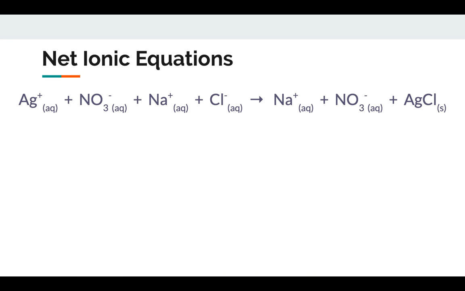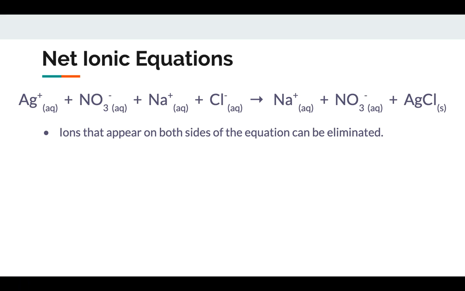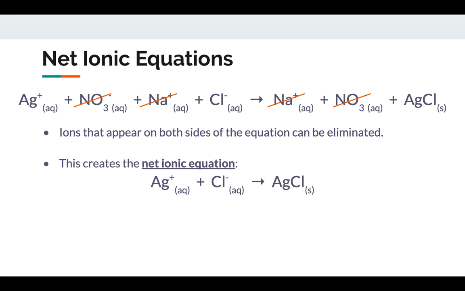Now what we can do is look a little more closely at this. So here's our total ionic equation. And you can see that there are some ions that appear on both sides of the equation. So we can cancel those out. We've got nitrate ions on both sides, and we have sodium ions on both sides. So when we cancel those out and we write down what's left, we get the net ionic equation. Silver ions react with chloride ions to make solid silver chloride.